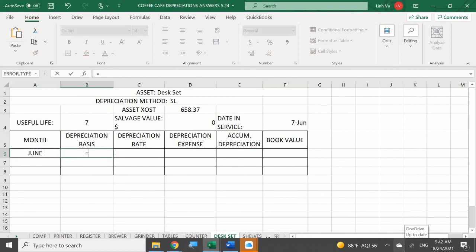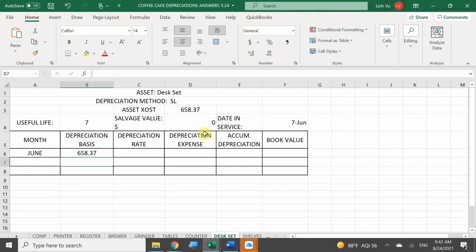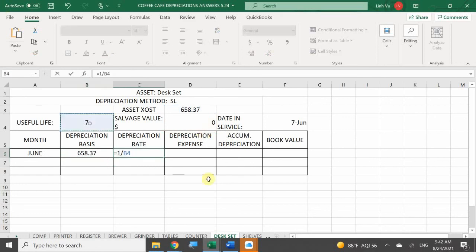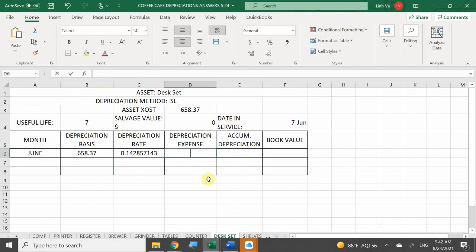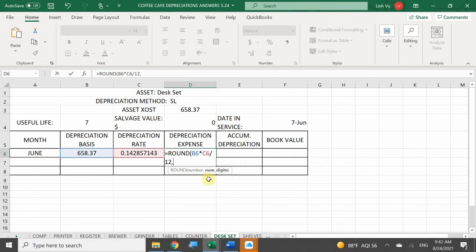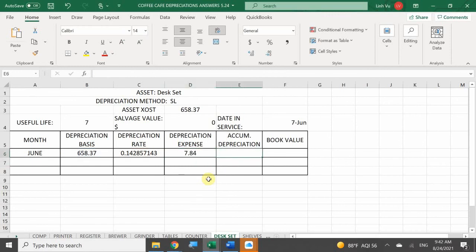What's my depreciation basis once again? The 658.37. My depreciation rate is 0.142857. And what's my depreciation for the month of June? Do my calculation here, rounded to 2 decimals: $7.84. $7.84 is correct.